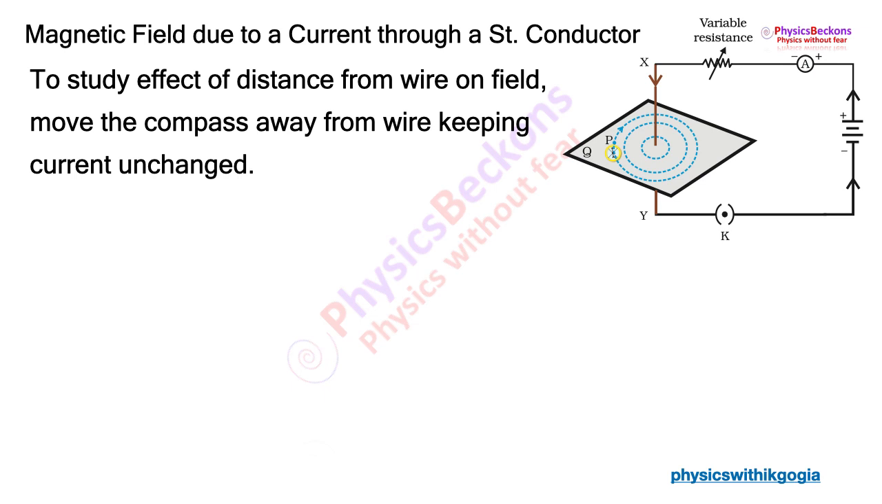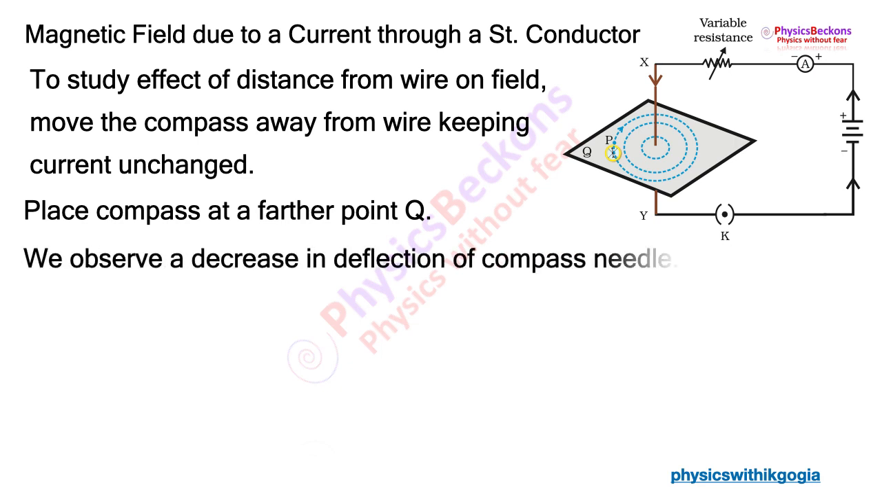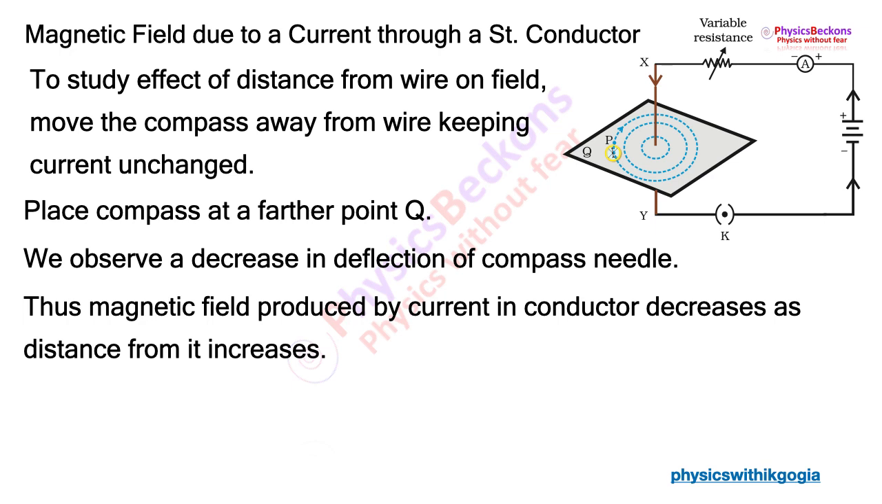Now, let us study the effect of distance from the current carrying conductor. If you move the compass away from the conductor, keeping the current unchanged, same current, increase the distance, you will observe that there is a decrease in deflection of the magnetic compass. Hence, we can conclude that magnetic field produced by current in a conductor decreases with increasing distance from the conductor.